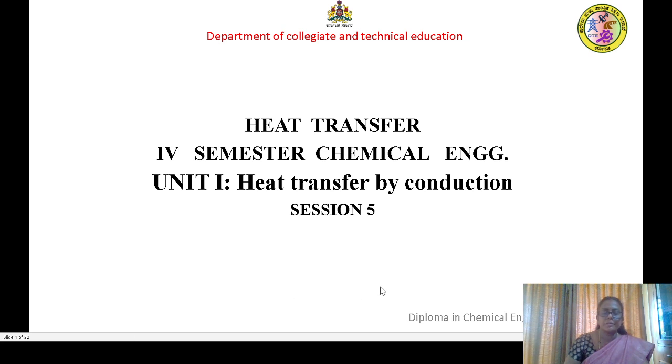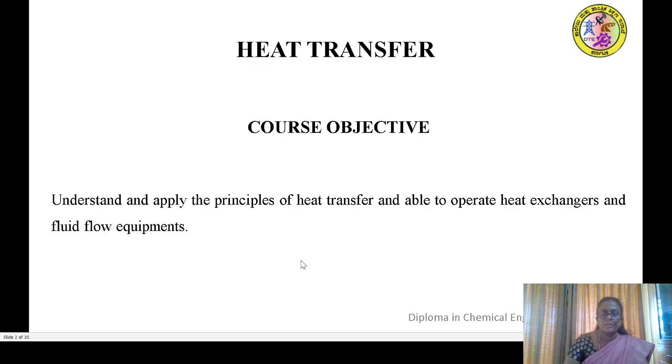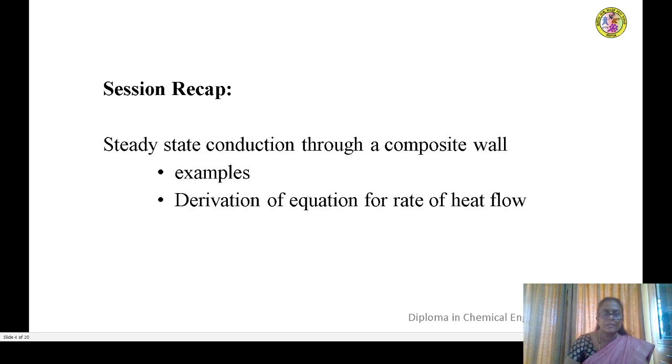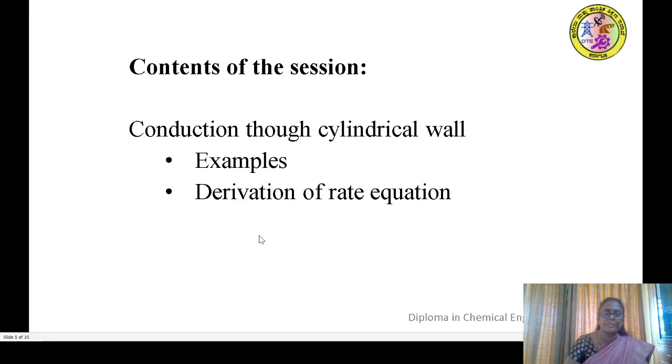So today we are supposed to conduct the fifth session of the first unit, heat transfer by conduction. Hope you can remember what we studied in the first four classes. So I'll just take you through the discussions held in the previous class. In the last class we derived a rate of heat transfer equation for steady state conduction through a composite wall. We saw the examples of this case of heat transfer, and also we applied Fourier's law to derive a rate equation.